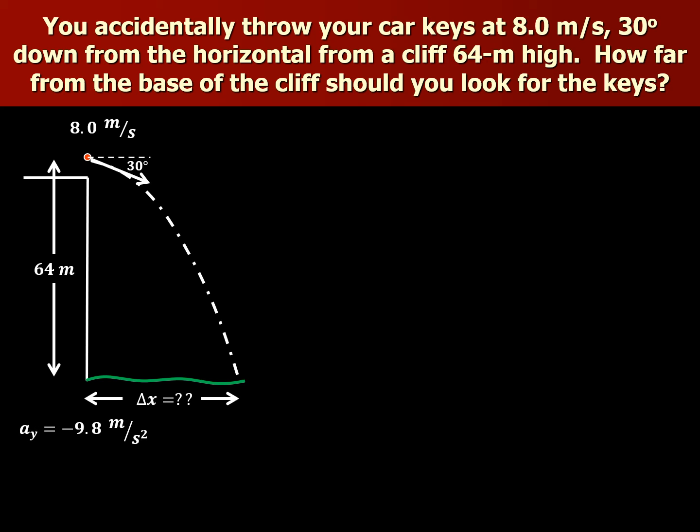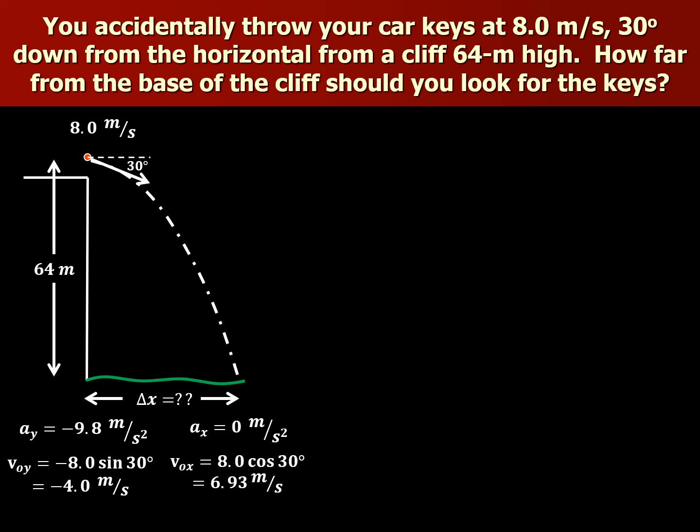We got this, acceleration in the y direction is negative 9.8 meters per second squared. Acceleration in the x direction is 0 meters per second squared. Velocity initial in the y direction is going to be the downward component, and that's going to be opposite, so it's negative 8 sine of 30 degrees, which is negative 4. That negative is very important to make sure that we're throwing it downward as opposed to upward. And then the x component is going to be 8 cosine of 30 degrees, which is 6.93 meters per second.